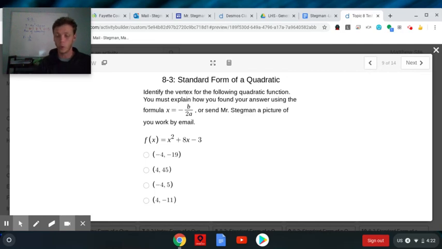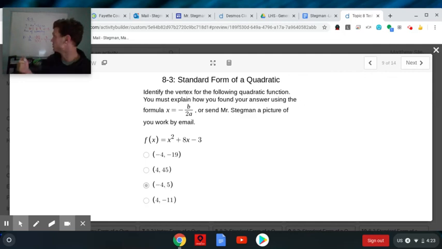So when we go to find the x value of the vertex, we say it's negative 8 divided by 2 times 1. So it's negative 8 divided by 2, which is negative 4. So the x value is negative 4. We already know we could eliminate the second and the fourth option. We know it's going to be negative 4, negative 19, or negative 4, 5. But how do we figure out what the y value is?